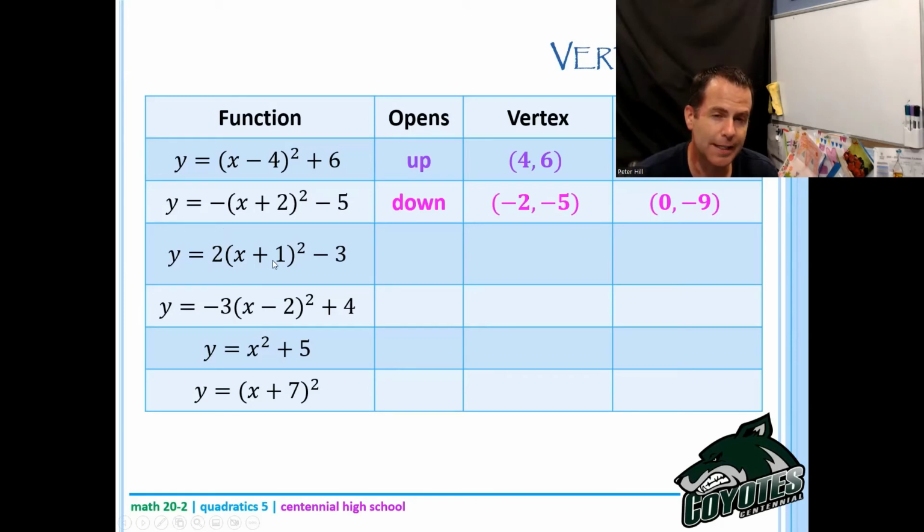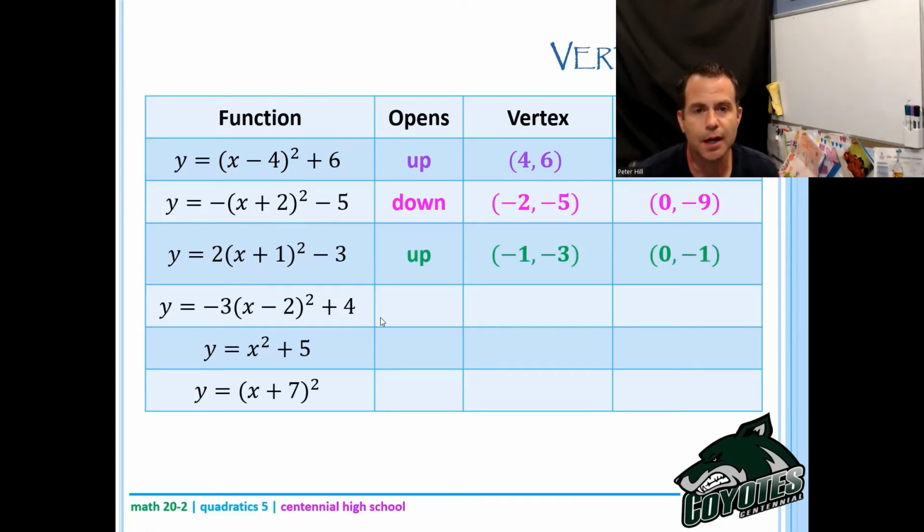Okay, the next one, my a value is positive, so I open up. My vertex would be at negative 1, negative 3. And my y-intercept, if I plug 0 in here, 1 squared is 1, 1 times 2 is 2, 2 minus 3 is negative 1. So I would go up, (negative 1, negative 3), and (0, negative 1).